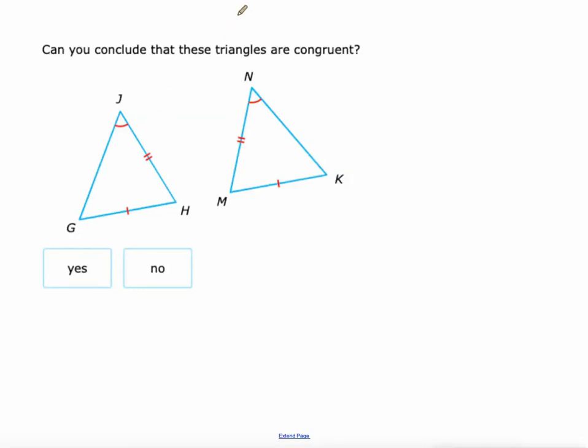And one more time, here are these. We have side, side, angle. Side, side, angle, and again, I'm being careful of my order, is not a thing. So these two triangles cannot be proven congruent.